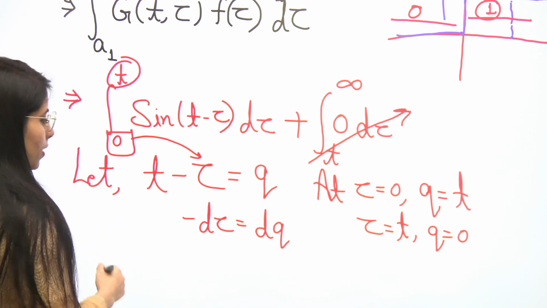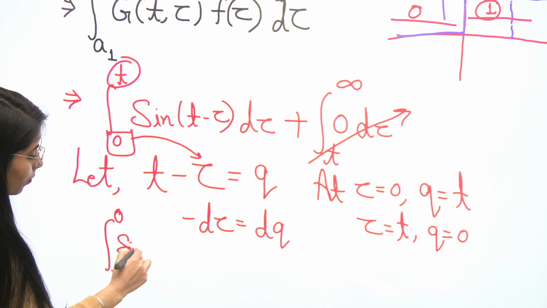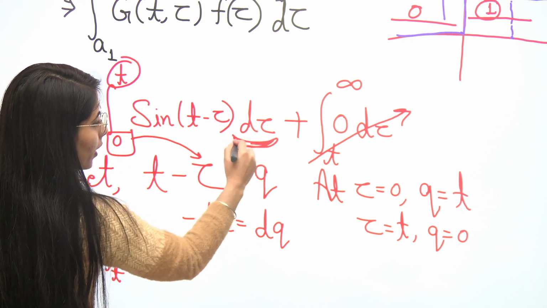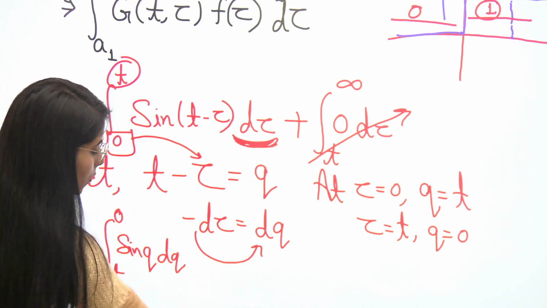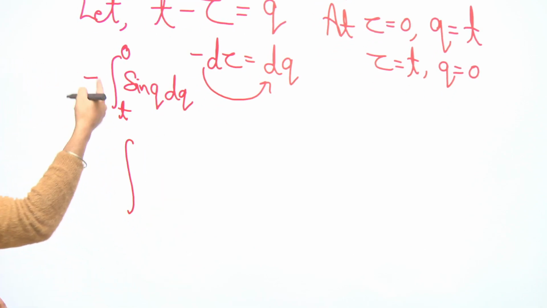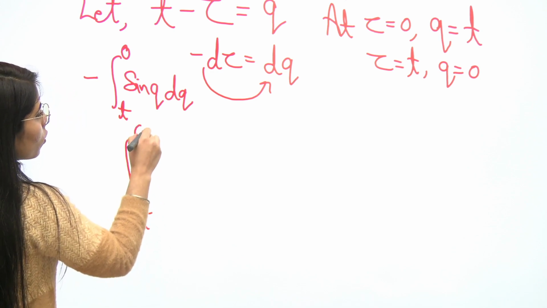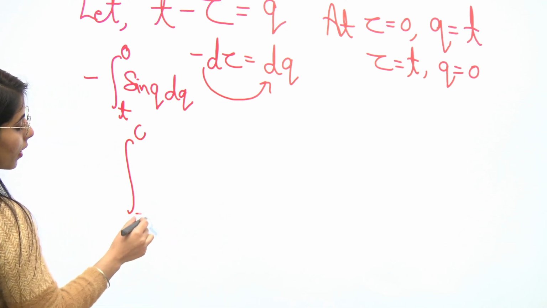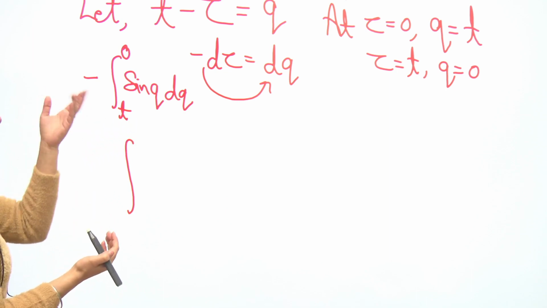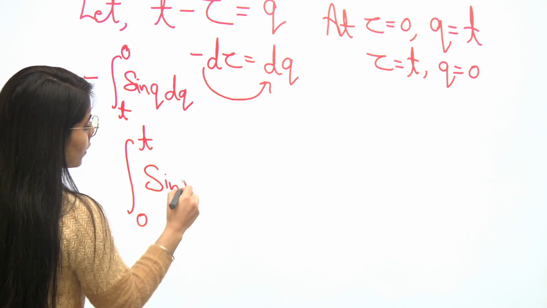When you put the limits, you will get t to 0 sine q dq with a negative sign, because the d tau value will be minus dq. Clear? Next point. If I integrate it further, I can change the limits of integration after removing the minus sign. If I remove the minus sign, I will have to swap the limits: the upper limit becomes lower and the lower limit becomes upper. So it is going to be 0 to t sine q dq.